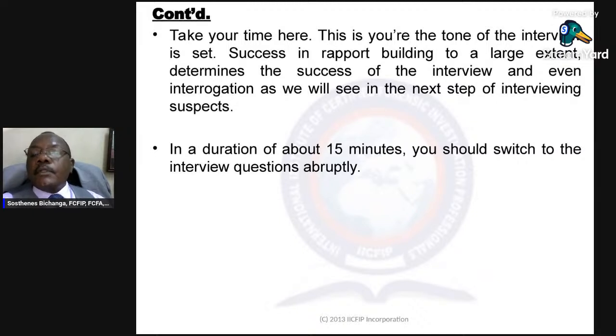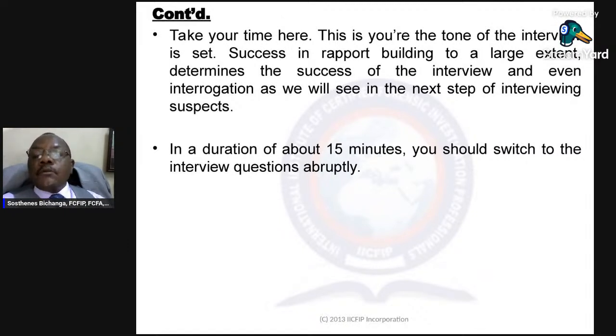Success in rapport building, to a large extent, determines the success of the interview and even interrogation, as we will see in the next step of interviewing suspects. Sometimes suspects bring a lot of problems during the interviews and interrogation. Some of them may keep quiet and refuse to answer questions. What will you do?